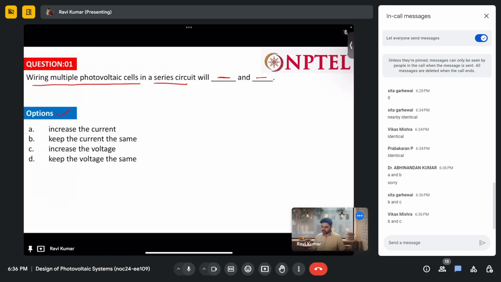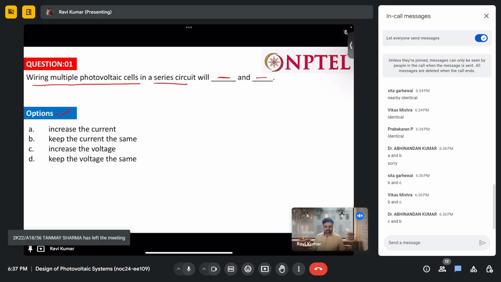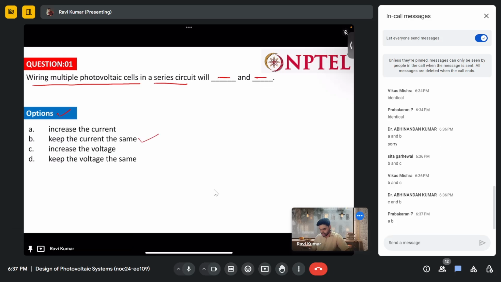Yes, Abhinandan, you can retry. C and B, or we can say B and C. Yes, Vikas Mishra, B and C. Sita, yes, also B and C. Yes, current will remain the same while the voltage will increase. B and C is the correct answer.